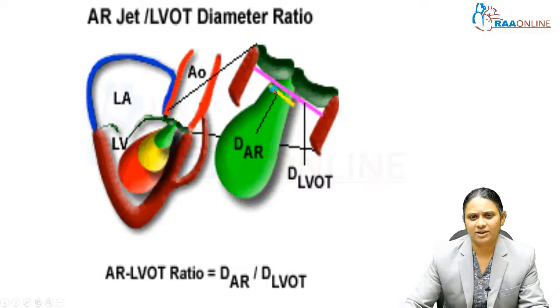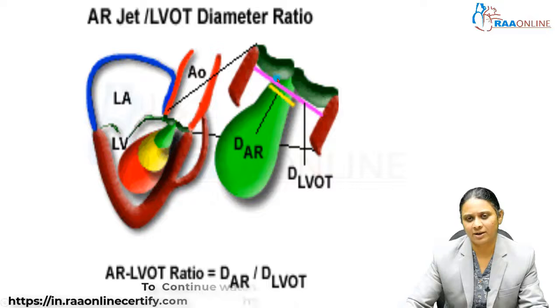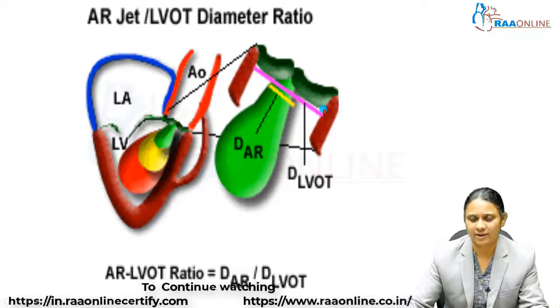The regurgitant jet is here, where the vena contracta begins. This is the diameter of the regurgitant jet, while this is the diameter of the LV outflow tract just next to the aortic annulus. So the ratio of the regurgitant jet diameter to the LV outflow tract diameter: less than 25 is mild, 25 to 65 is moderate, more than 65 is severe AR.